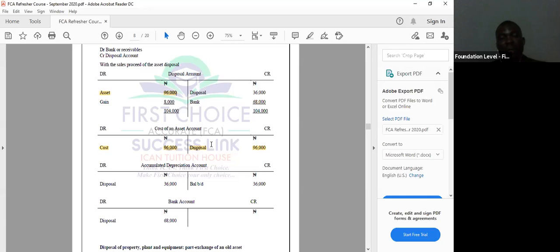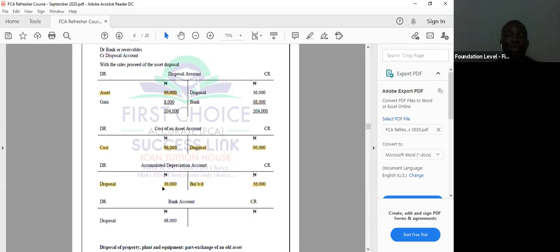The next one, I'm going to move to the accumulated depreciation account. This is the balance brought forward, the balance that we have as the accumulated depreciation. Then the associated accumulated depreciation for the cost of the asset that we are taking off or disposing of is 36,000. So I need to remove it.